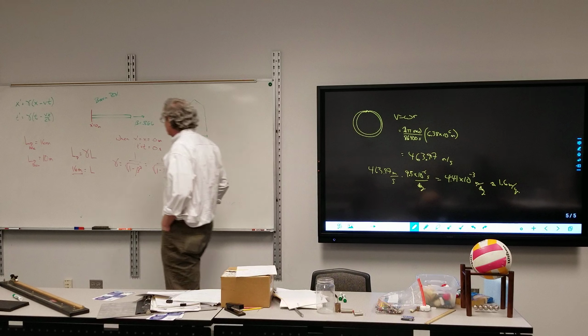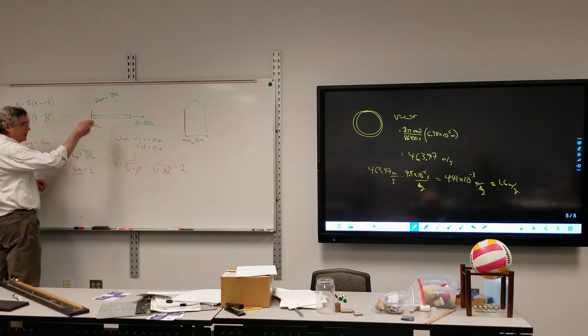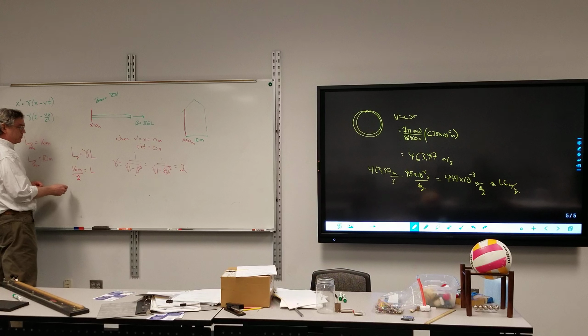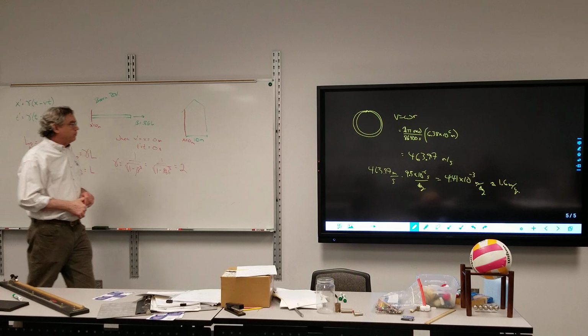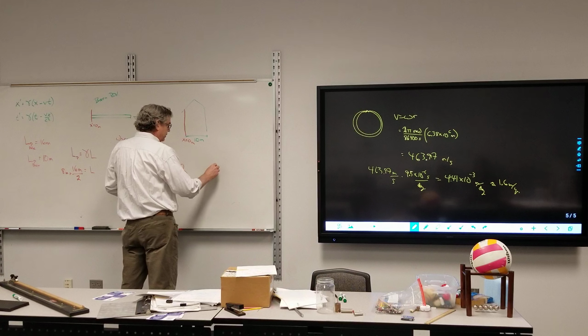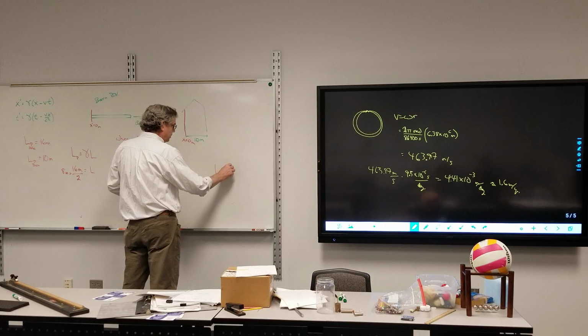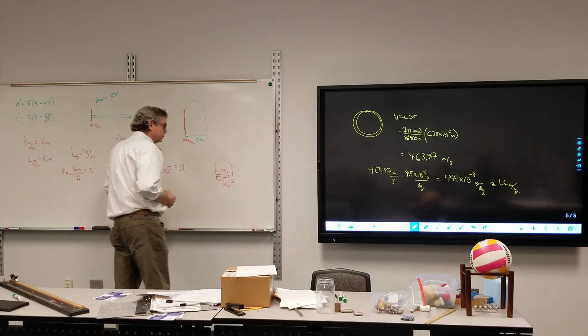So the length of the pole, from the barn's point of view, would be 16 meters divided by 2, which is 8 meters. So from the barn's point of view, when the left end is inside here, the pole is going to be shorter. It's going to be 8 meters. In the barn, from its own point of view, it's 10 meters.